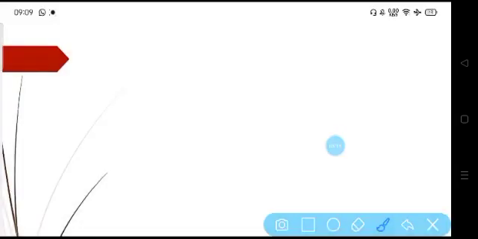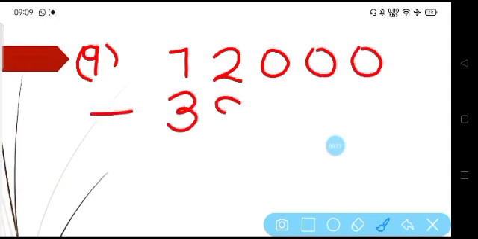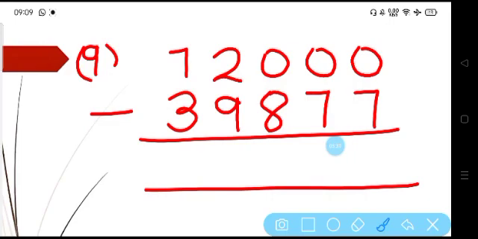So next one is question number 9. Okay. Question number 9 is 72,000, they have given you as minuend, and subtrahend part is 39,877. Okay. So we have to subtract them now.